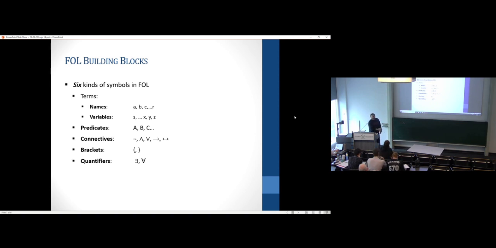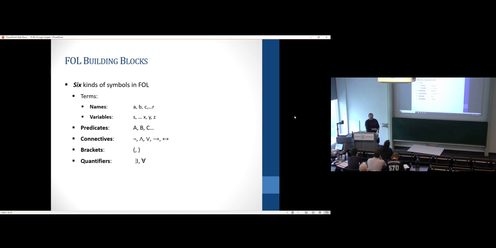The last part are the quantifiers. The quantifiers are functions, effectively. There's two. There's the existential and the universal. We'll talk about them as we come along. But the basic idea is that they let us either say something or everything.